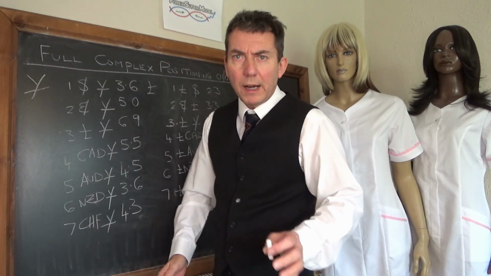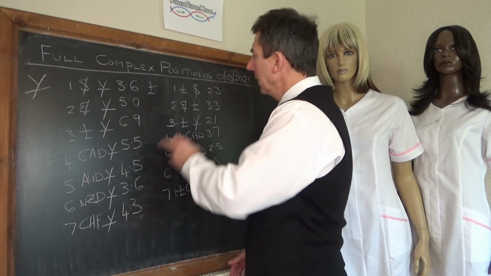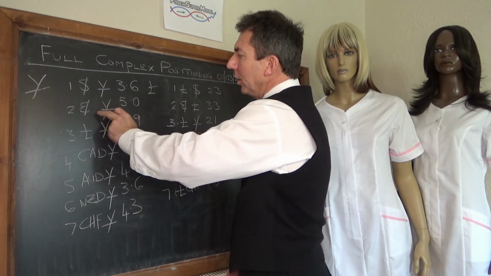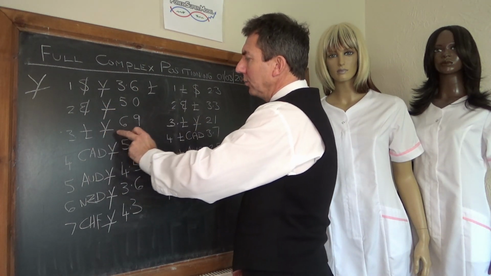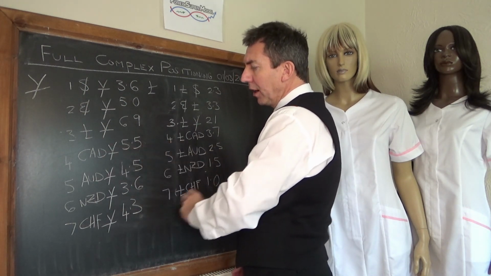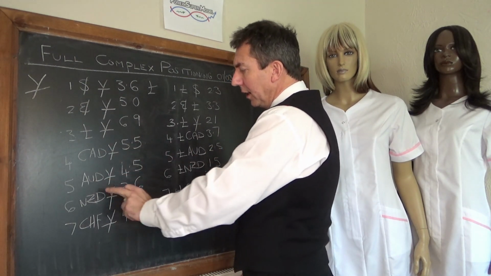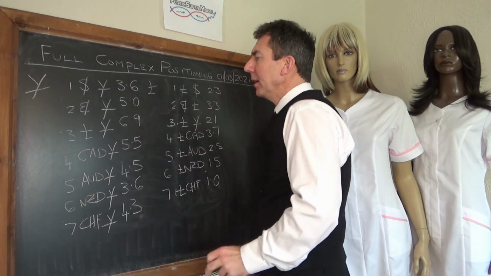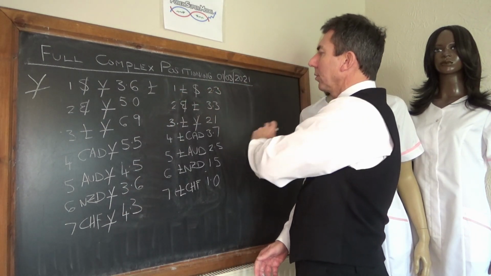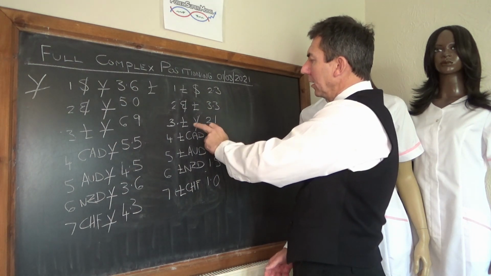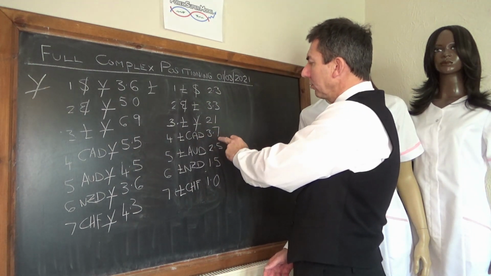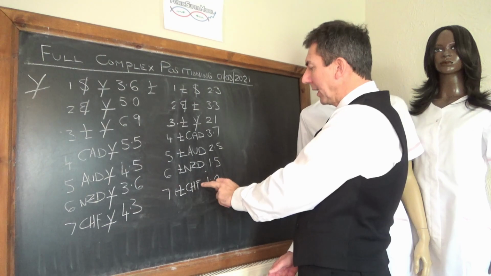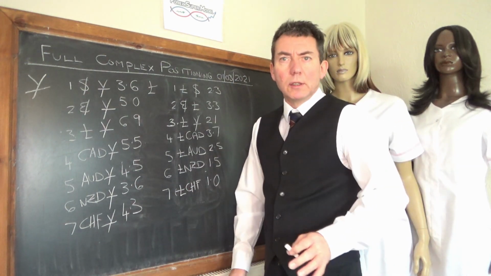Don't go away. Right, welcome back. We've got the yen, the JPY, and the pound, the GBP. Start with the yen then. Dollar yen 3.6, euro yen 5.0, pound yen 6.9, CAD yen 5.5, AUD yen 4.5, NZD yen 3.6, CHF yen 4.3. Right, pound then. Pound dollar 2.3, euro pound 3.3, pound yen 2.1, pound CAD 3.7, pound AUD 2.5, pound NZD 1.5, and the pound Swiss franc 1.0. Right, move on to the next 2.